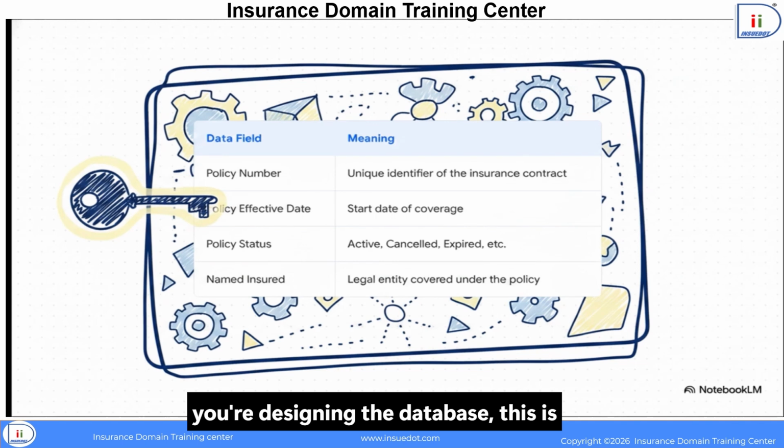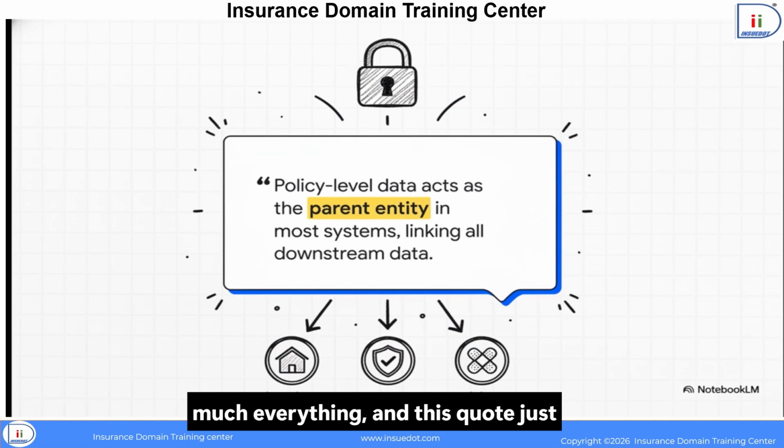If you're designing the database, this is going to be your parent table for pretty much everything. And this quote just drives that point home. It doesn't matter if you're using a huge platform like Guidewire or Duck Creek, or if you're building a system from scratch, the policy is always the parent entity. Locations, coverages, claims, they're all child records that link back to this one central thing.